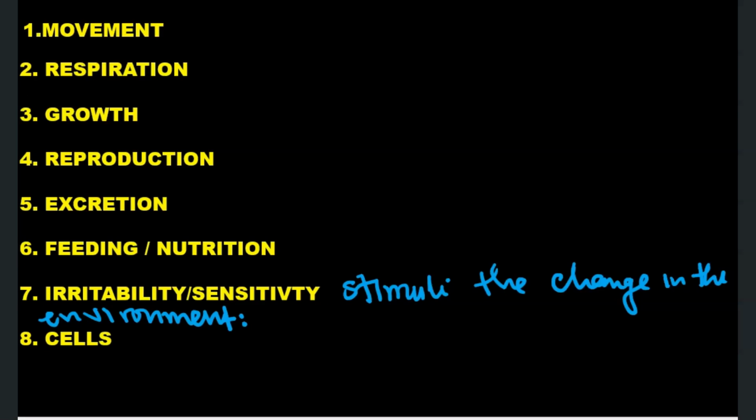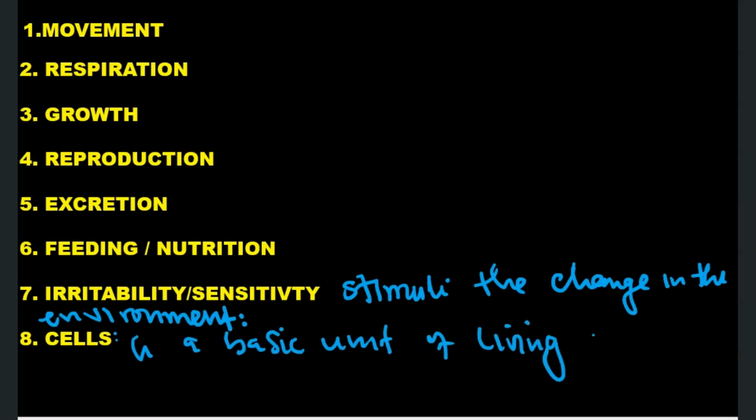The other one we can look at is cells. What is a cell? It's the basic unit of living organisms. This means that all living organisms start as just a cell. A build-up of cells and specialization of cells is what makes up a living organism.